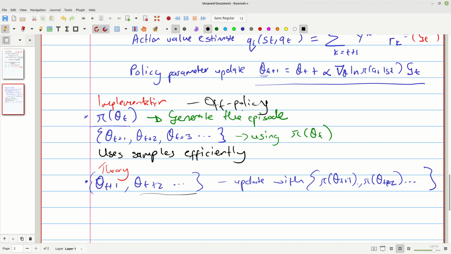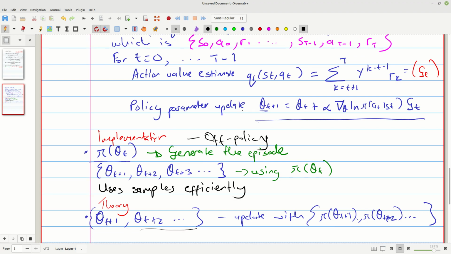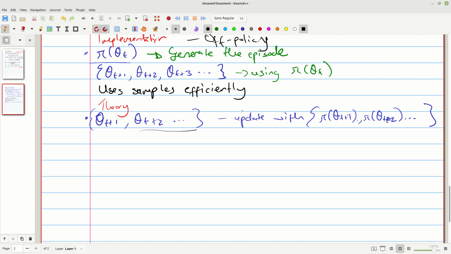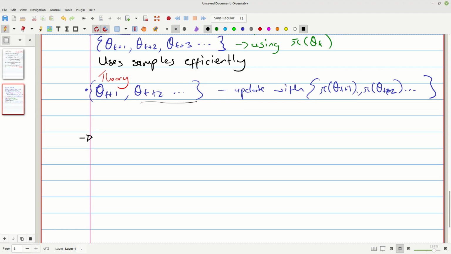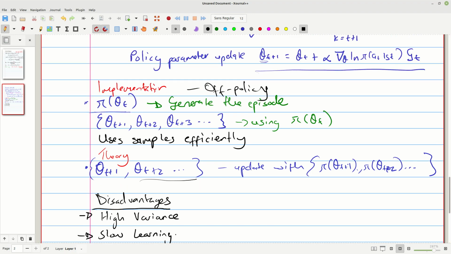So that's the trade-off. But having said that, I hope you get an idea of how this algorithm is working, how we derive it, and what the trade-off is between following the theory and having it be on policy, and making use of the samples efficiently with an implementation over here that's actually off policy. But the problem with this method, just like any Monte Carlo method that we've seen before, is that it has, as we would expect, high variance. It has high variance and it has slow learning. These are essentially the disadvantages of this REINFORCE method. But it's a decent start, but again, we can do better than this.